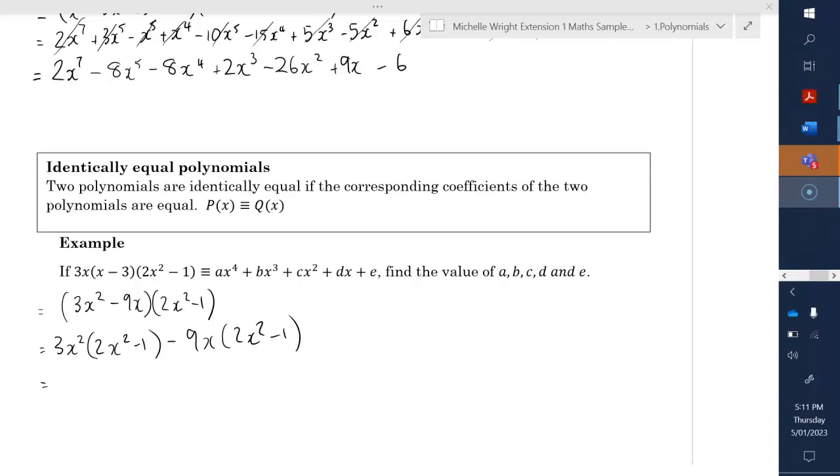Sorry, my video is playing up there. So I've just split the brackets up. I'm just foiling it. I'm just popping an extra step in there to make it easier for us.